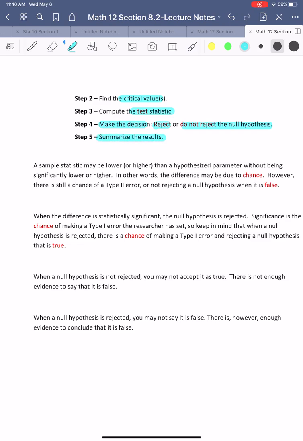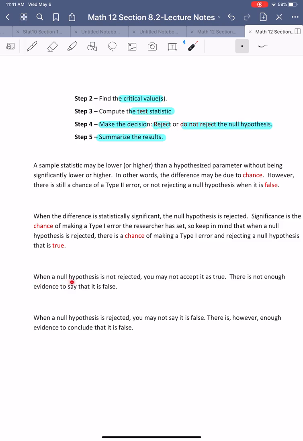A sample statistic may be lower or higher than a hypothesized parameter without being significantly lower or higher. In other words, the difference may be due to chance. There is still a chance of a type 2 error, not rejecting a null hypothesis when it is false. When the difference is statistically significant, the null hypothesis is rejected, and the significance level is the chance of making a type 1 error, which the researcher has set. Keep in mind that when a null hypothesis is rejected, there is a chance of making a type 1 error, rejecting a null hypothesis that is true.